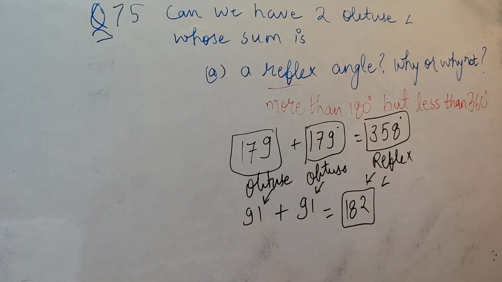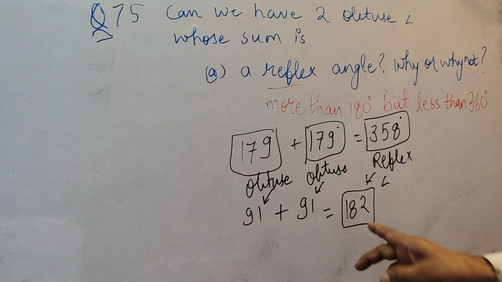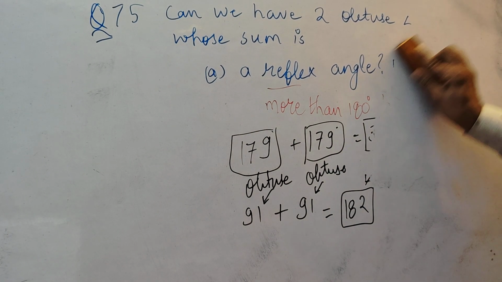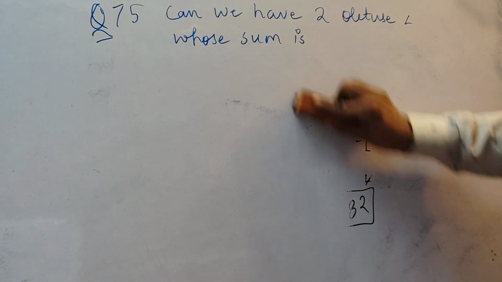If we take one angle smaller than 90 and their sum is less than 180, then a reflex angle is not possible. So both cases, possible and not possible, are there in part A. Next is part B.